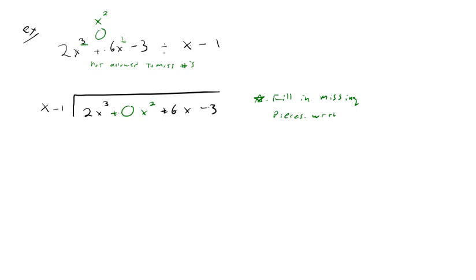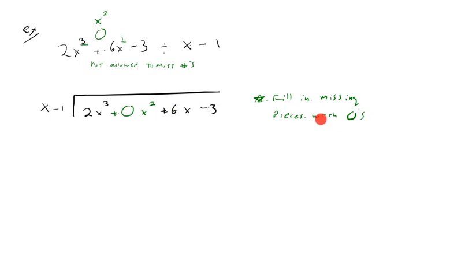If I'm missing an x squared part, or any other pieces, however many I'm missing, I need to fill in every space. I need a cube, a squared, a first, a 0. Or I need a 4, a 3, a 2, a 1, a 0. You cannot have any missing pieces in here. So if you're missing any pieces, fill them in with zeros. And then do your division regular.